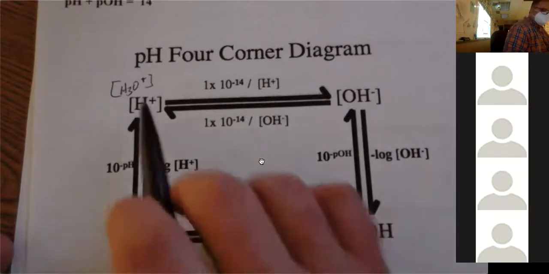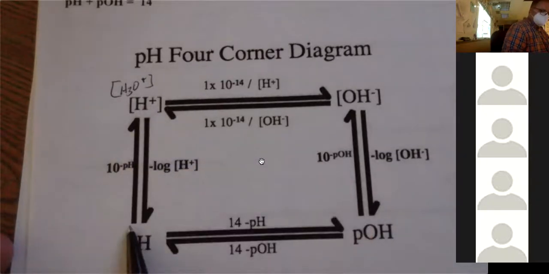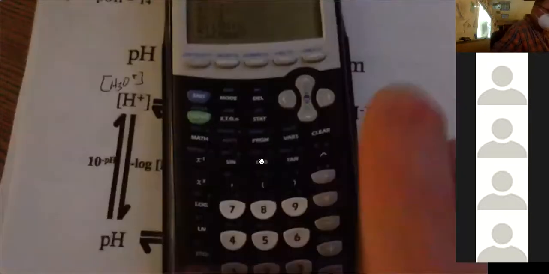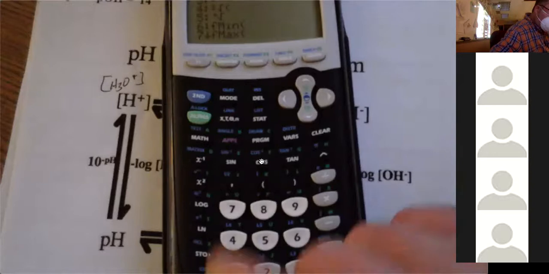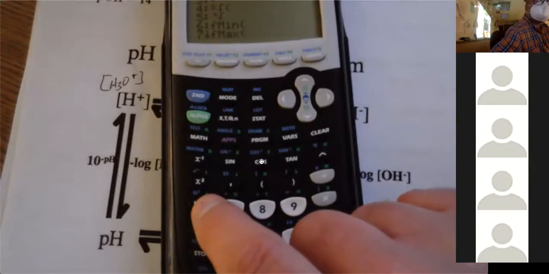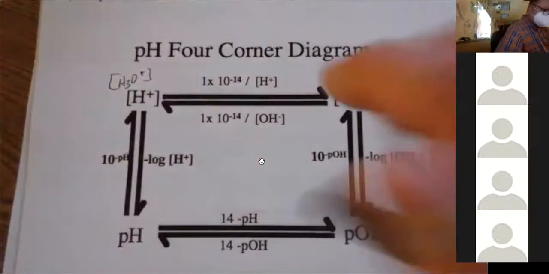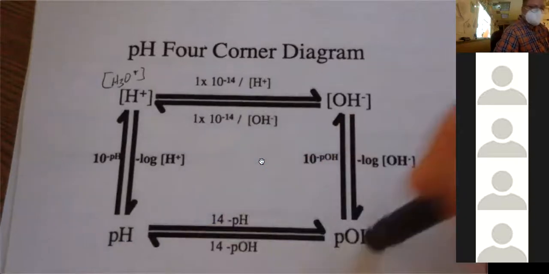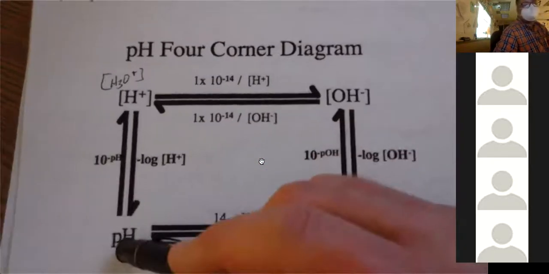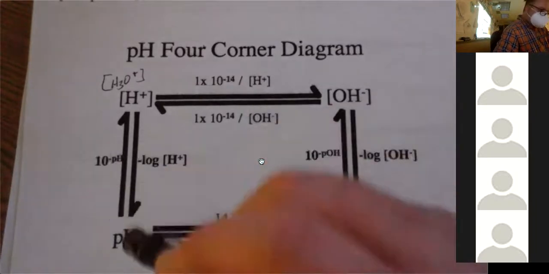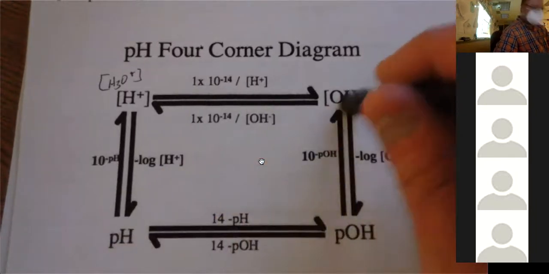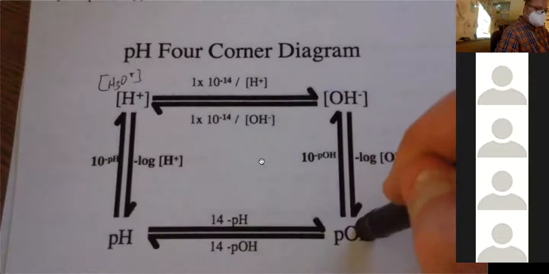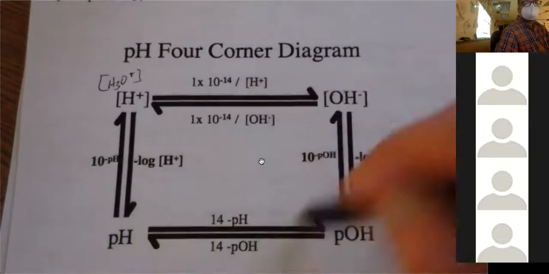If you have the pH, you can get to the hydrogen ion concentration by taking 10 to the negative pH, or what we call the antilog. That button is right here, 10 to the X. Basically, it's the opposite button of log. Or if you wanted the pOH, you could take 14 minus the pH, and that would give you the pOH. If you had the pOH and you want to get the hydroxide ion concentration, you could go either up to the hydrogen ion concentration and over, or you could go over to pOH and up. So this is very circular.